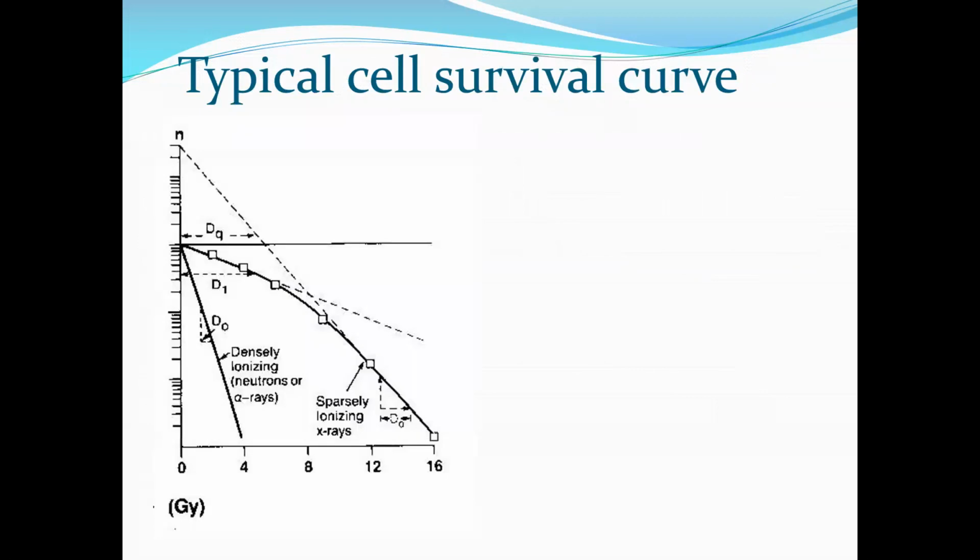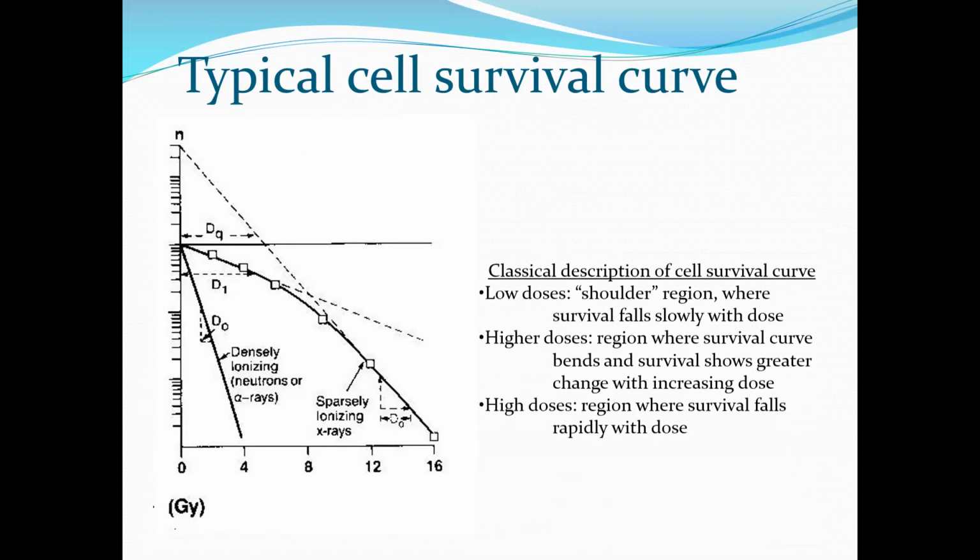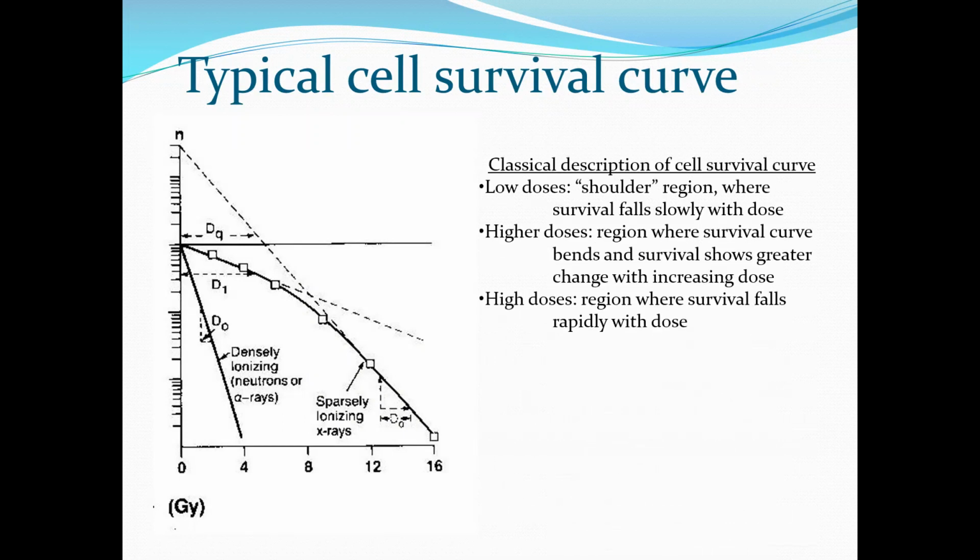So this is a typical cell survival curve. Classical description of a cell survival curve: at low doses, there is a shoulder region like this. See, this is the shoulder where survival falls slowly with dose. Meaning once you are increasing the dose, survival is not falling much. But beyond this point, if you increase the dose, the survival is falling. This is at higher doses.